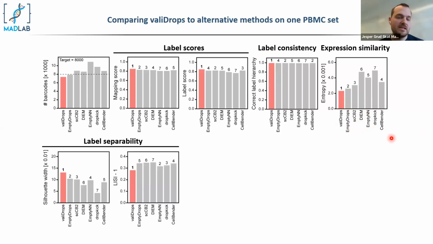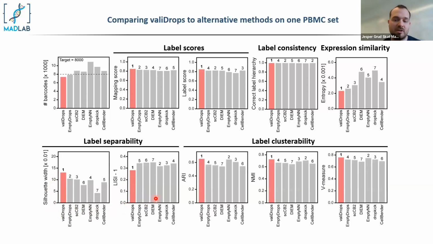If we look at separability again, using the silhouette width and LISI, we also see some differences here. We see that valiDrops has the highest silhouette width, which is the best here, because that means that the labels are tightly clustered and more separated from other labels in principal component space. And we also see in neighborhood analysis that the cells found by valiDrops are the most well behaved, in the sense that they have most neighbors that are of the same cell type.